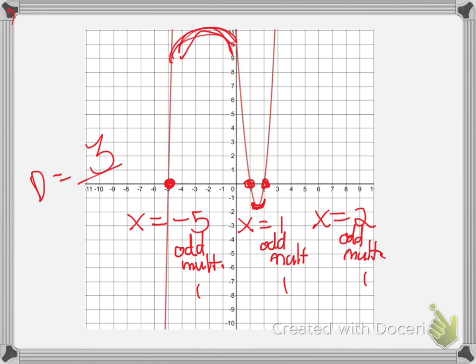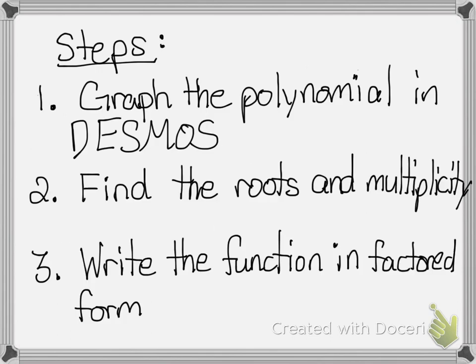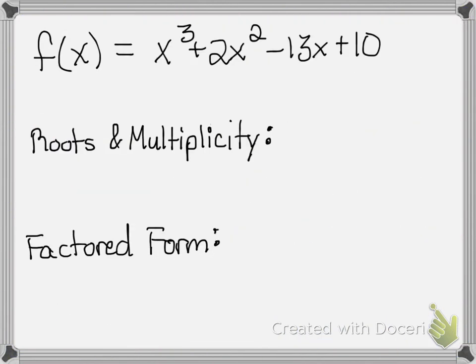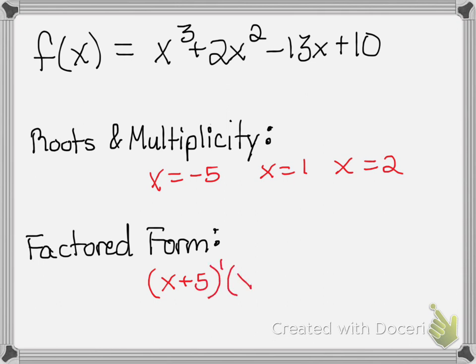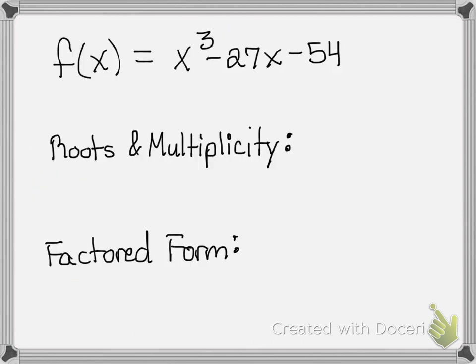All right, so we know our roots are x equals -5, x equals 1, and x equals 2. To write it in factored form, I'll take the opposite. So I have x plus 5 to the power of 1, x minus 1 to the power of 1, and x minus 2 to the power of 1. And always remember, you don't really have to write the exponents of 1. They can be imaginary.